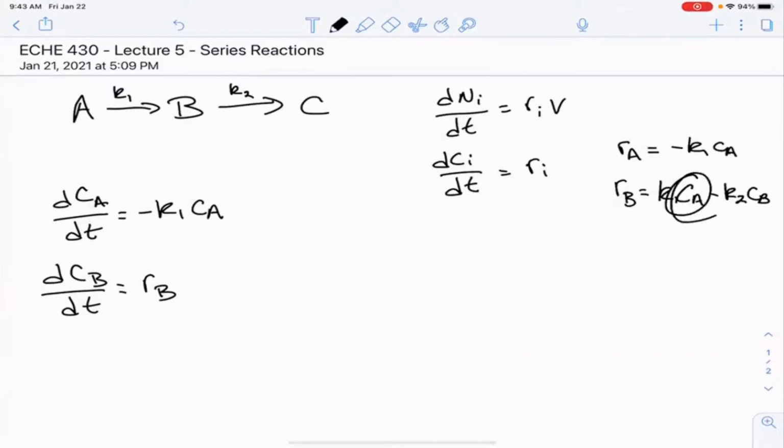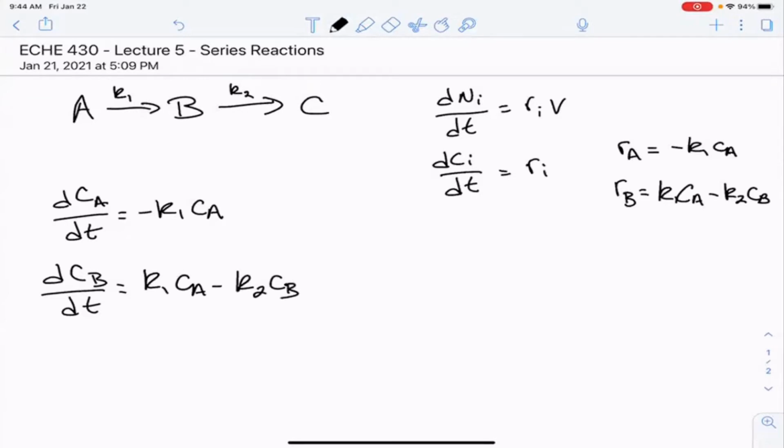I think that you said CB here as well. But yeah, it's the rate that B is formed, which is minus the rate that A is consumed, then minus the rate that B is consumed. And if that's an elementary reaction, that's just K2 times CB. So then dCB/dt is just K1 CA minus K2 times CB.